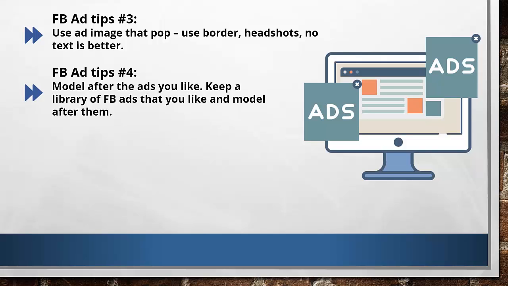Tip number 4. Model after the ads you like. When I started in Facebook marketing, I used to collect the good advertisements, all the pictures, all the good content, all the headlines. I always keep them ready, so once you do your advertisement, you can follow those ads. Now, once you set up your own advertisements, they always appear in your mind, and you can model your advertisement after them, or you can go to a library and search for those ads and set yours after that.